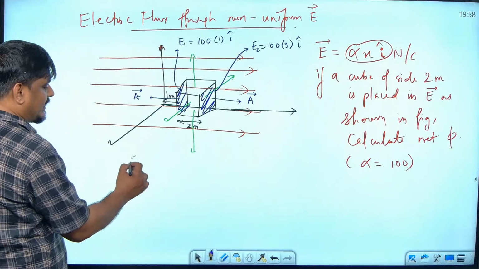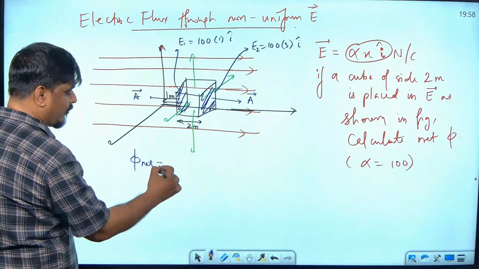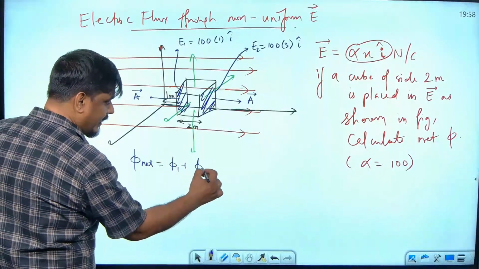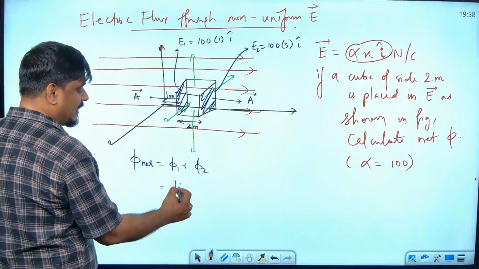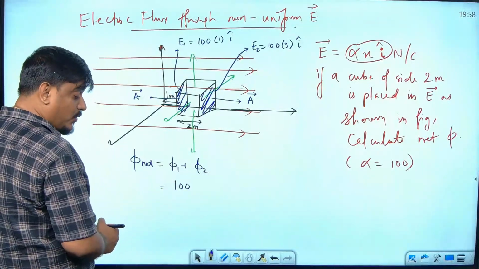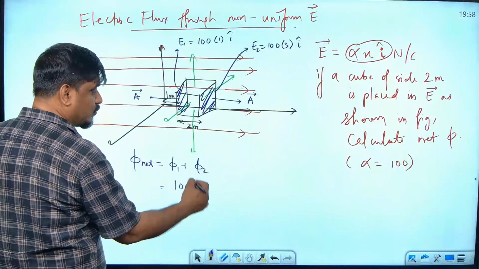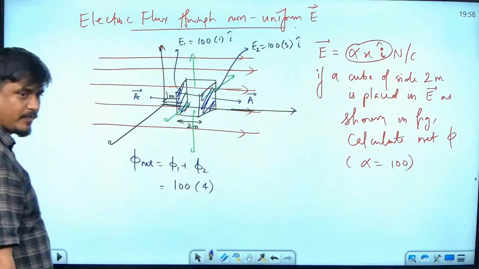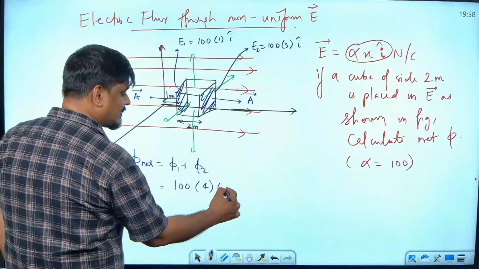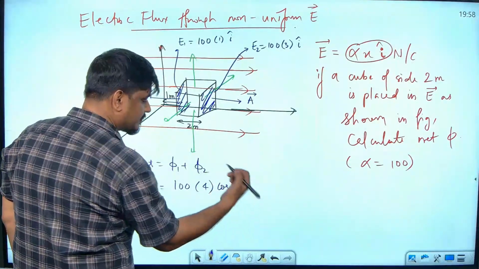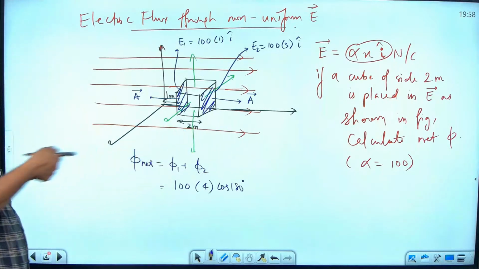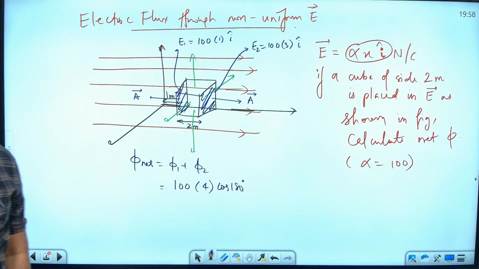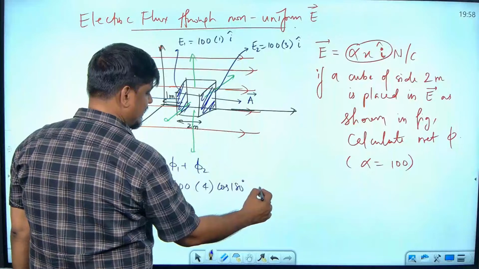So now I am going to write net flux phi net, which is the summation of phi 1 plus phi 2. And what is phi 1? I am taking this as 1. So phi 1 will become equal to E, which is 100, into area, which is 2 squared, going to be 4, into cos 180. Do you agree with me? Because electric field is towards right, area towards left, angle between them is 180 degrees. So cos 180 is minus 1. Plus, what is phi 2?